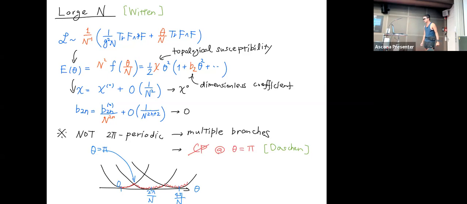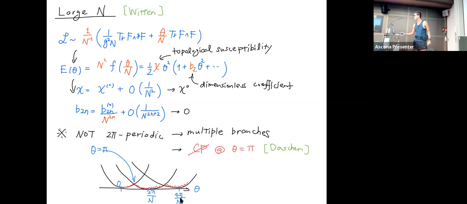Sorry, it's just a simple question. Why do you have another minima at 2 pi over N and 4 pi over N? I didn't understand. Oh, sorry. Yeah, in fact, I think I got this wrong. So this should be 2 pi, sorry, that's a mistake. So this should be 2 pi, this should be 4 pi, yes.